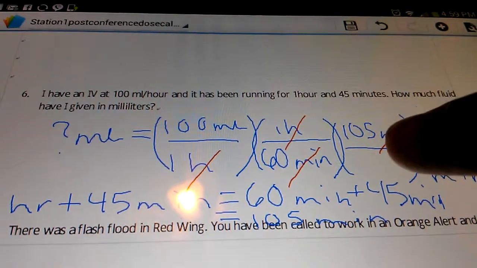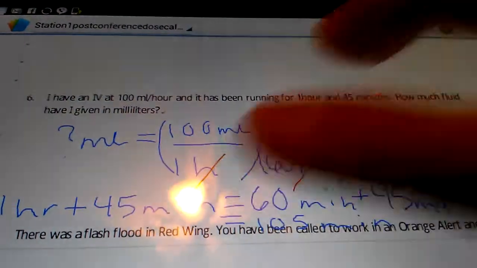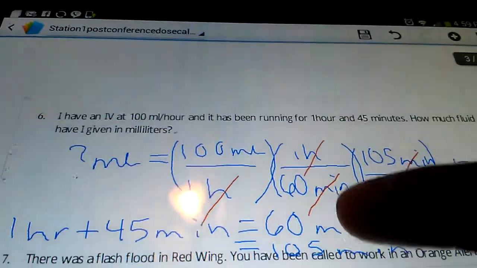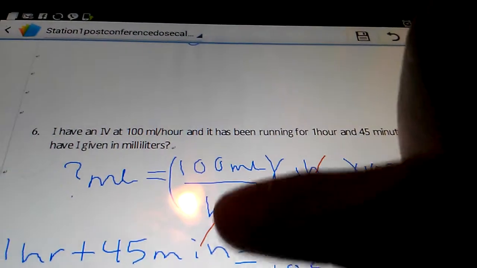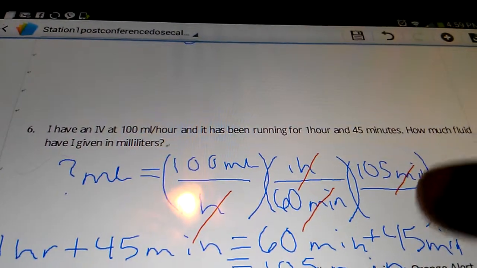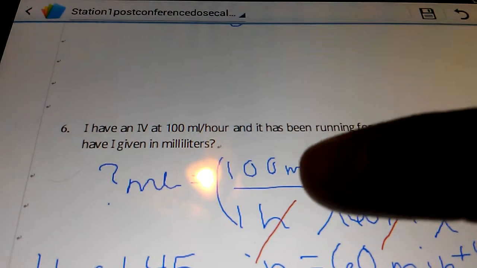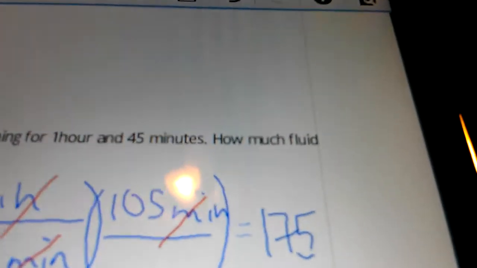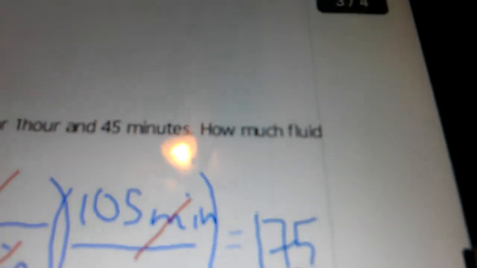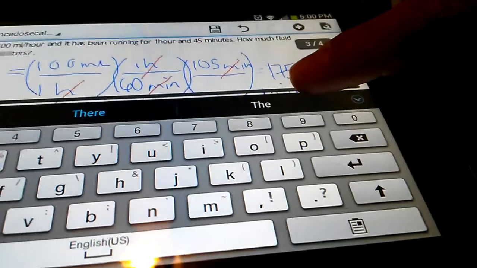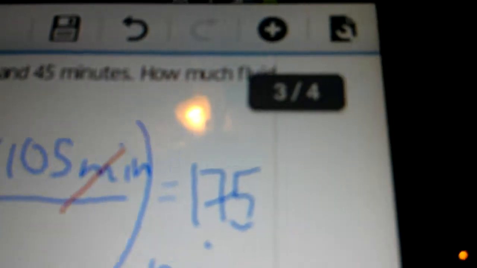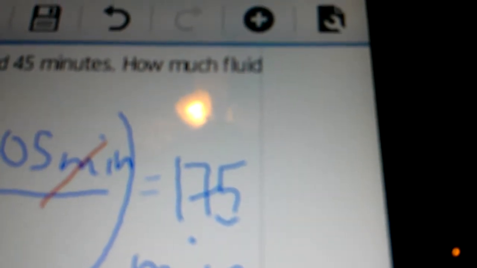So I put that here, and then I need to convert this hour to minutes, so that's what I do. I cross out the hours, cross out the minutes, and I get milliliters at the end here. And I get 175 milliliters.